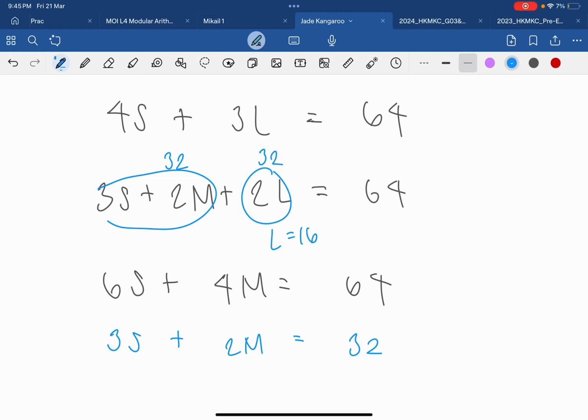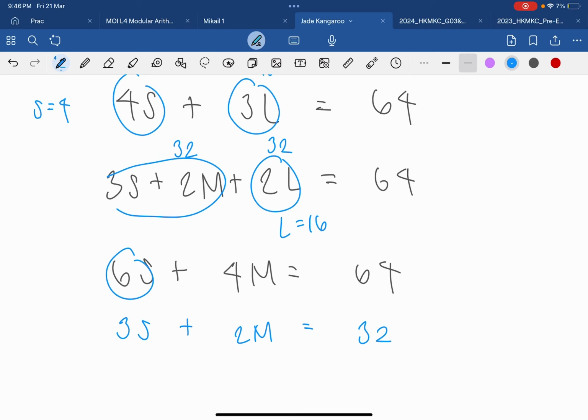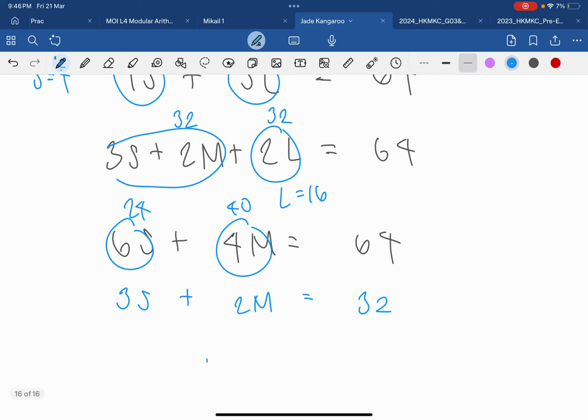So if L is equal to 16, how do we find S? How do we find M? All right, so if L is 16, 3L over here is going to be 48, which means 4S is going to be 16. That means S is equal to 4. Right, so if S is equal to 4, this is going to be 24, and that means this is 40, which means M is equal to 10, because 4M is equal to 40, so M is equal to 10. Yep, which is correct.